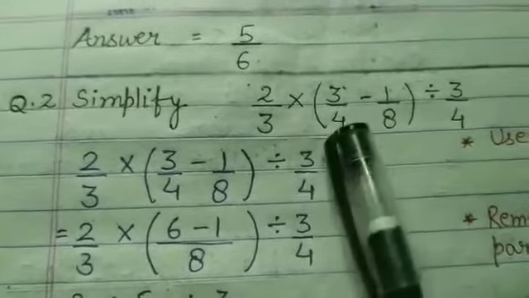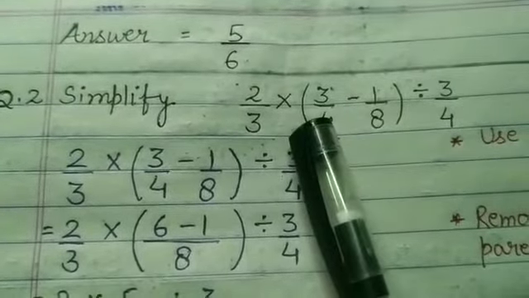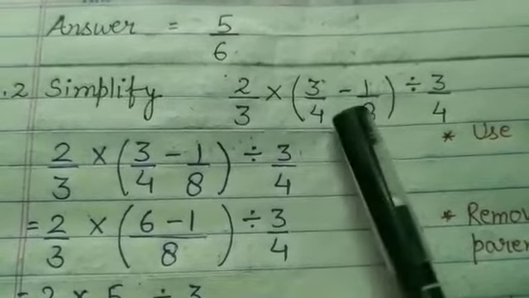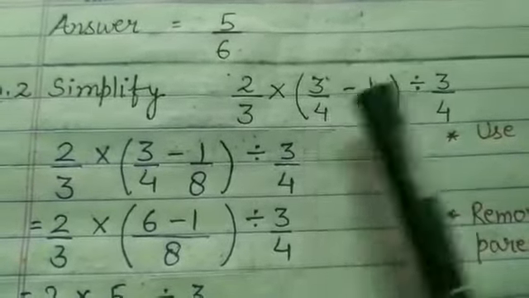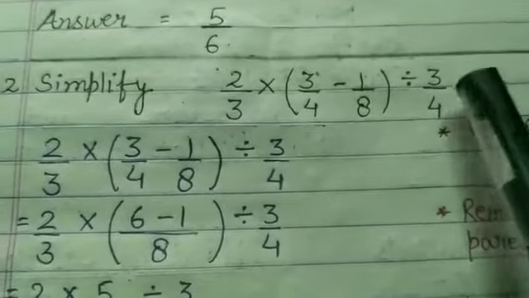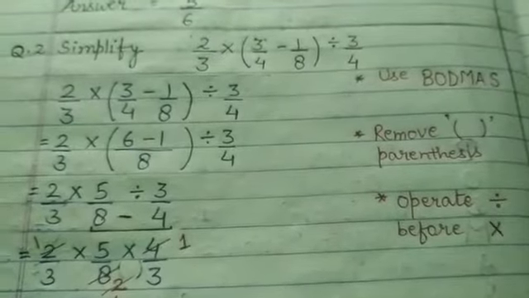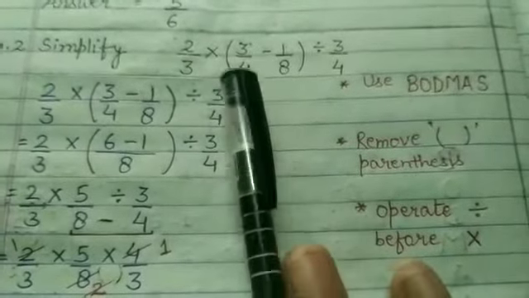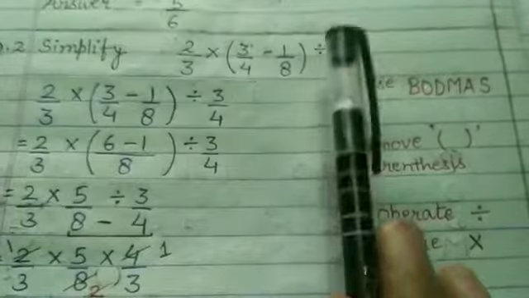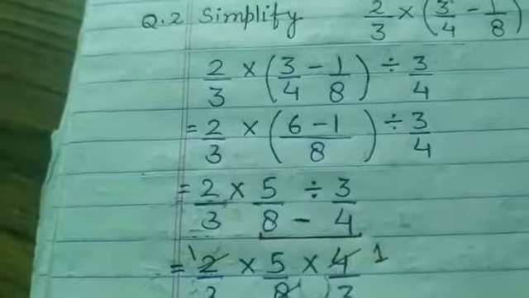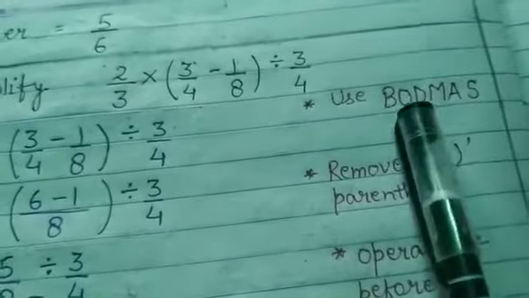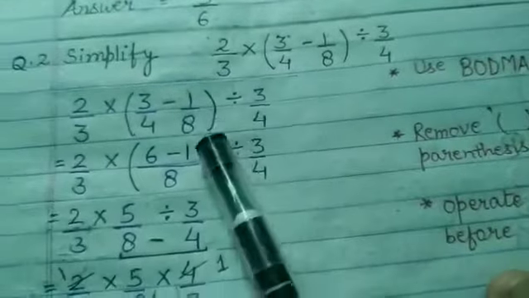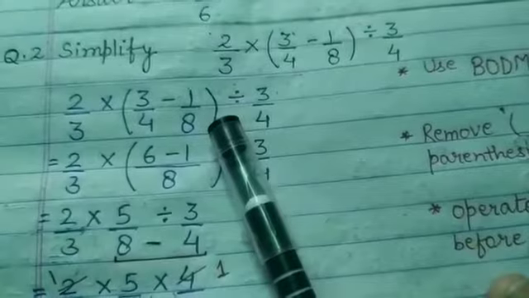Next question of the worksheet 8 is simplify 2 upon 3 multiplied by 3 upon 4 minus 1 upon 8 inside the small bracket divided by 3 upon 4. Here we will use BODMAS because we have a bracket, a multiplication sign and a sign of division also. In BODMAS, B stands for bracket. So first we solve the bracket. Here is only one bracket, that is a small bracket.